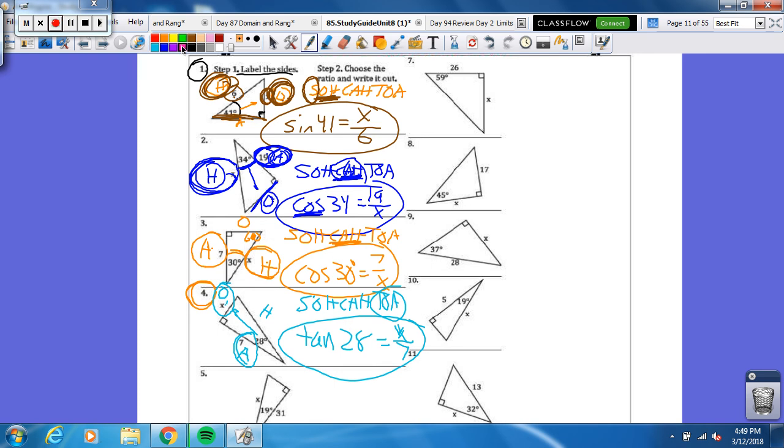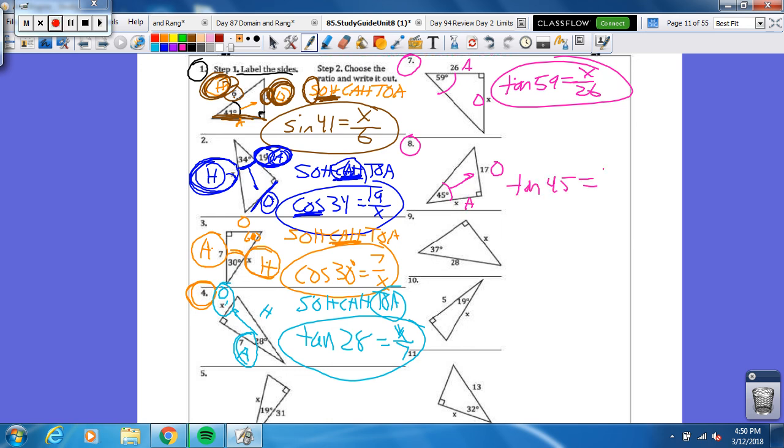Ready? 2 more. 7 and 8. Pause the video, see if you can get both of them. Ready, set, go. All right, let's see where we're at. So this is the opposite, this is the adjacent. So this one is tangent of 59 equals x over 26. Boom. This one, 45, is opposite and adjacent. Another tangent, three in a row. Tangent of 45 equals 17 over x. There we go. So hopefully you got all those.